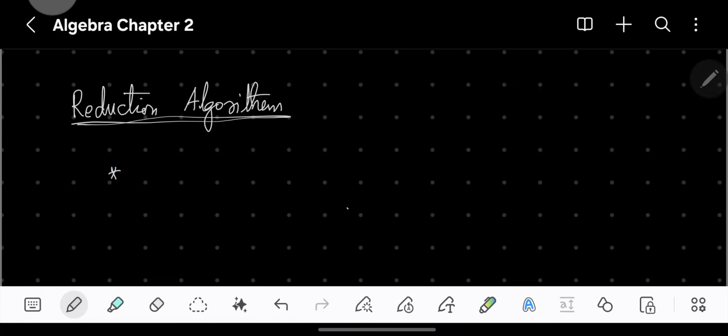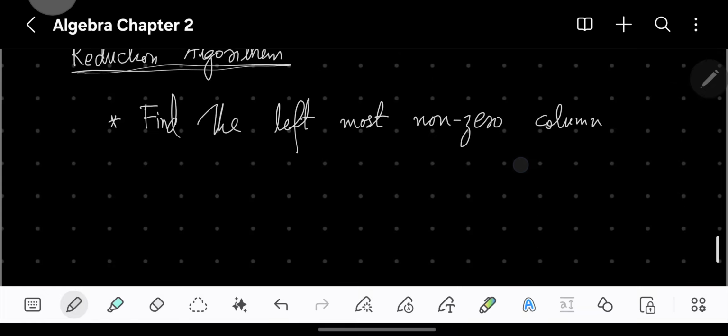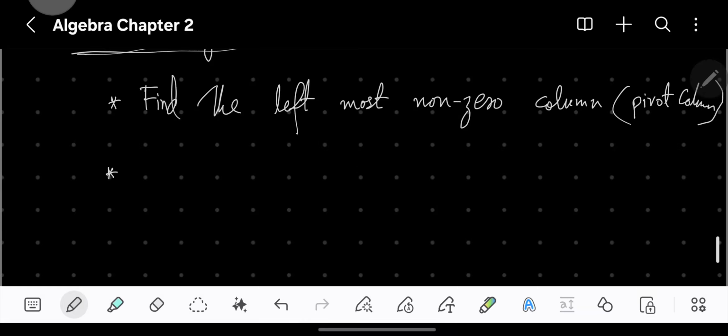The first step is to find the non-zero column. First of all, we will find the leftmost non-zero column, and this column is usually called the pivot column. And the second step is to move the row with non-zero entry to the top if needed.